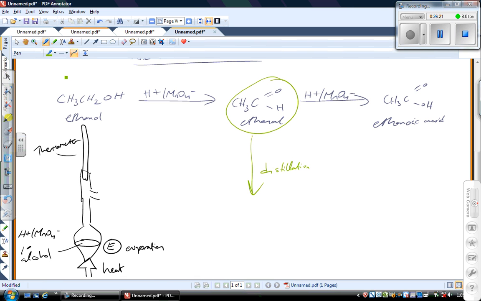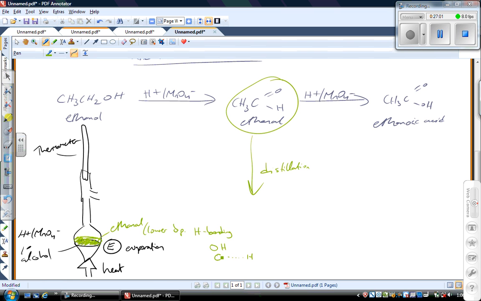I'm just going to use some green here to show the formation of some ethanal, or aldehyde. Now, what you want happening here is that you want the liquid with the lower boiling point to evaporate first. And the ethanal has the lower boiling point. The point here is that hydrogen bonding is possible for the OH groups, between oxygen and hydrogen.